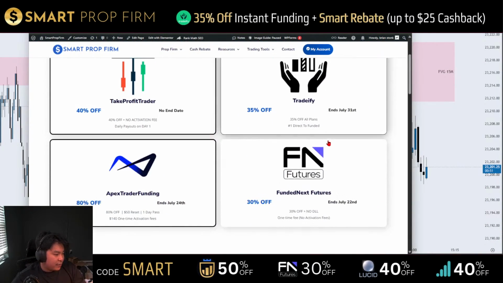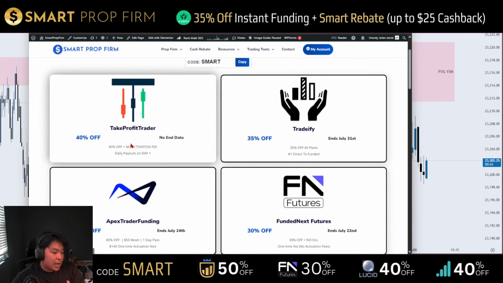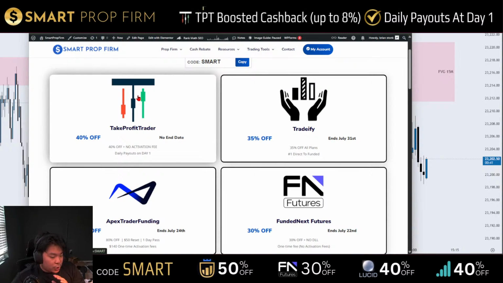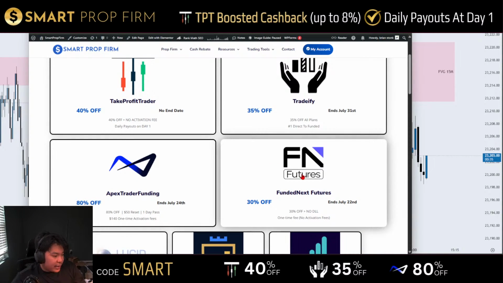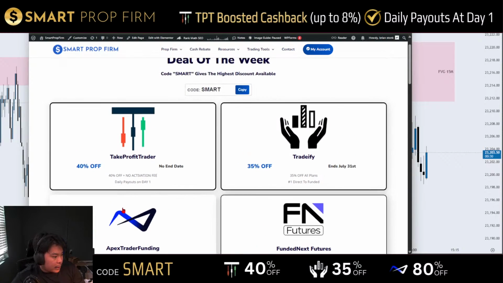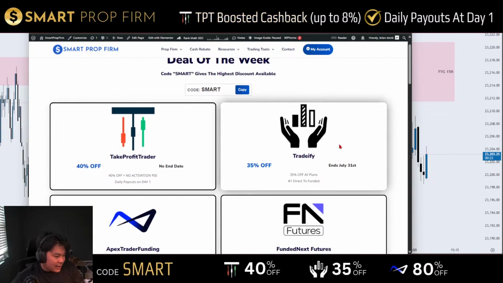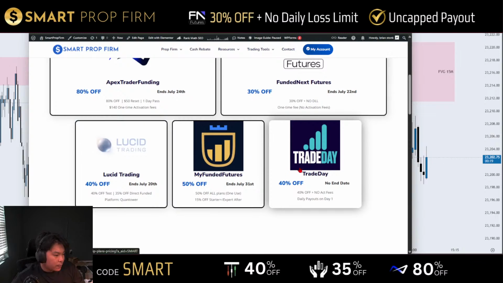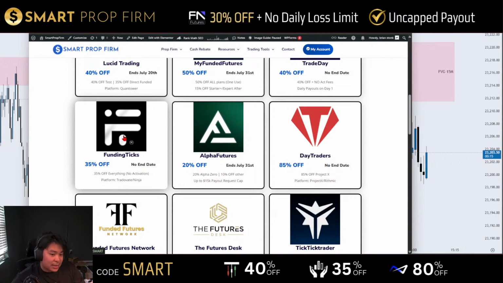This website should have everything updated. I like Take Profit Trader. Don't get me wrong, Take Profit Trader is one of the best deals right now. But it's up to what you feel like. If you can't do trailing drawdown, I won't recommend Take Profit. That's just how it is. End of day here, 30% off is better than what they usually do, which is 5% off. I'm not going to recommend Apex unless it's 90% off. Honestly, 90% off is a good deal. 80% is standard. TradeFi is still good. 35% off is okay, good too. Trade Day 40% is great. And Funding Ticks 35% is likely the best deal they have.